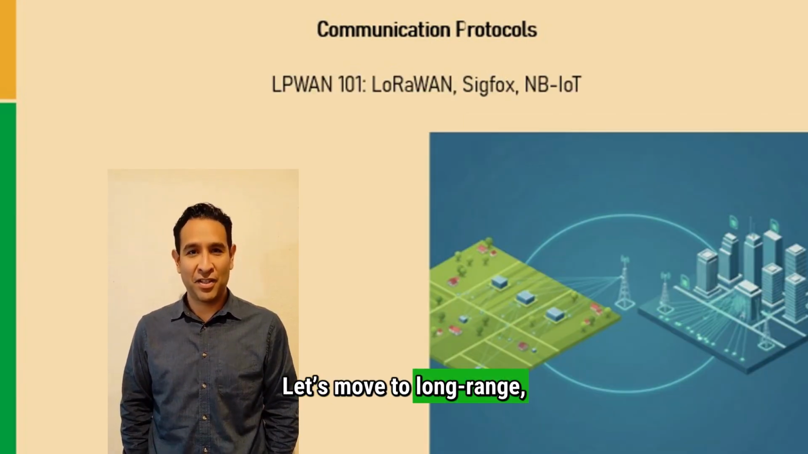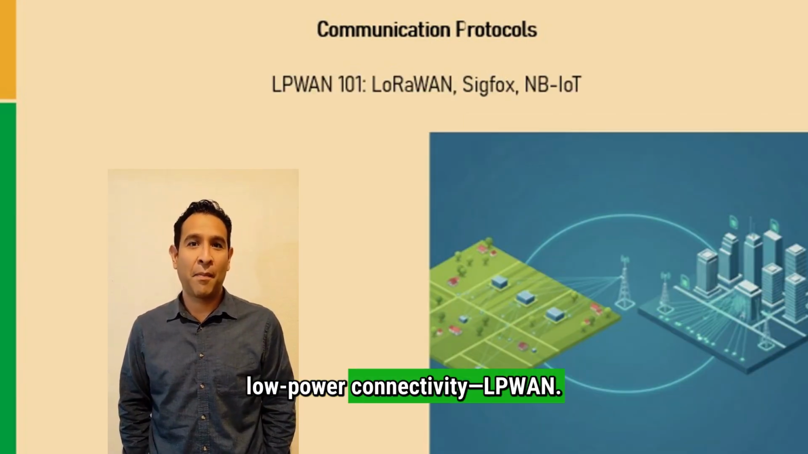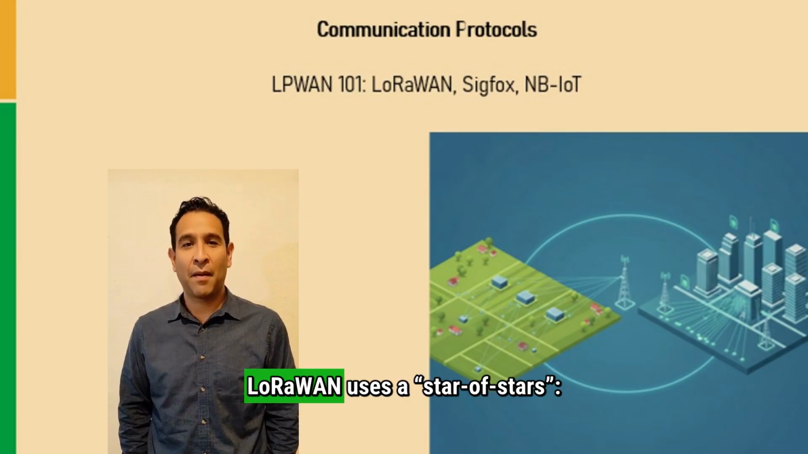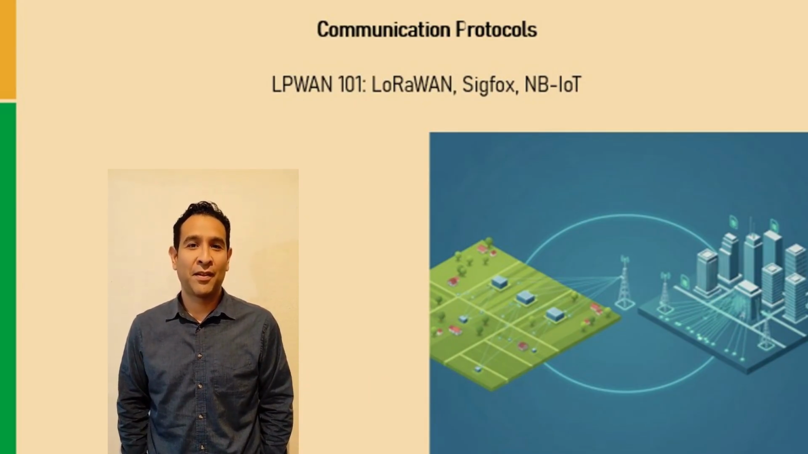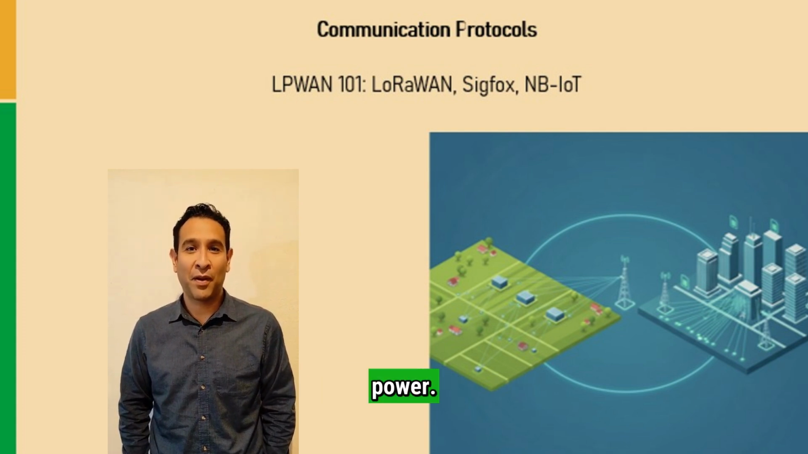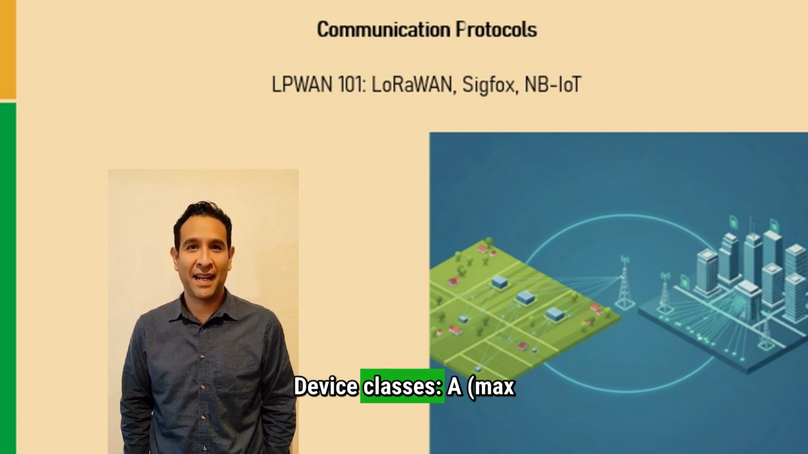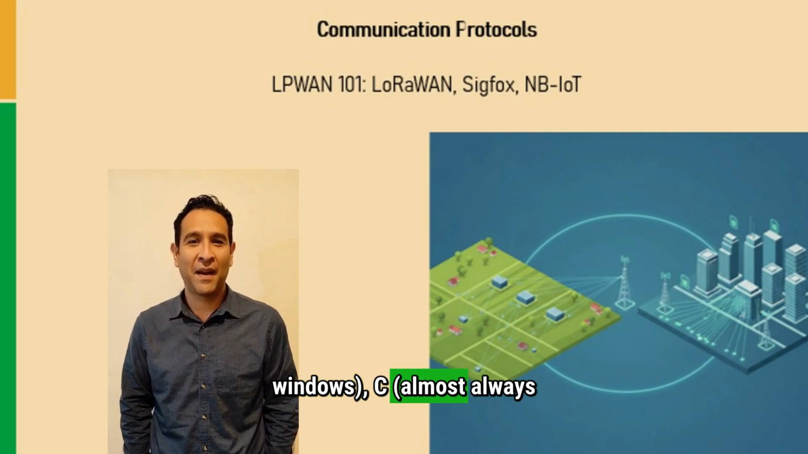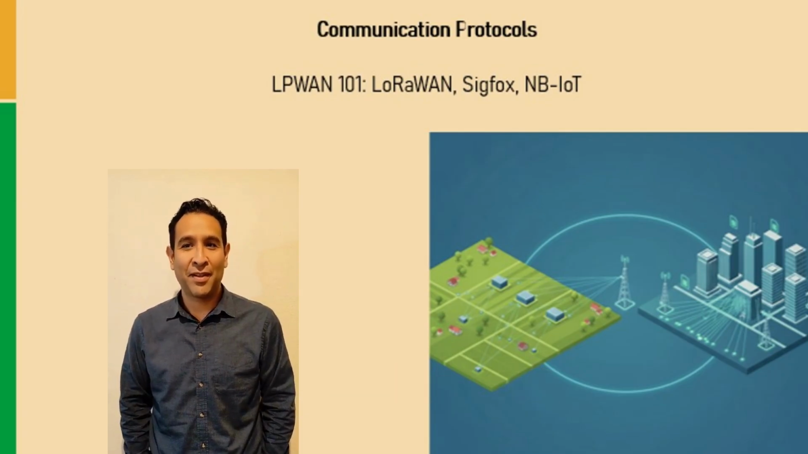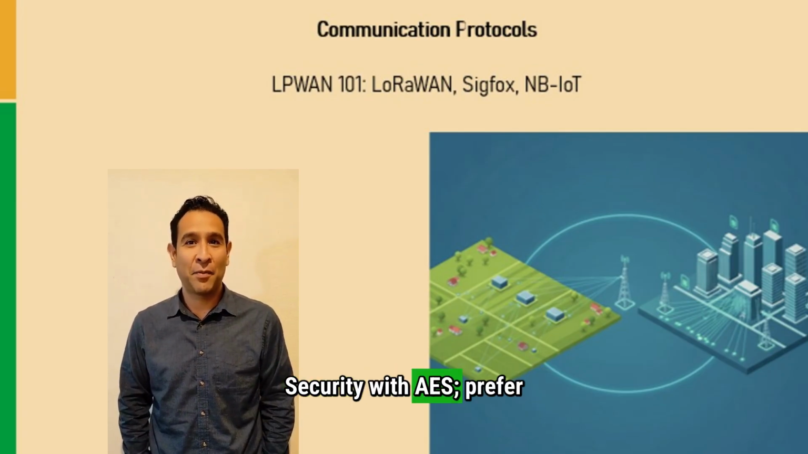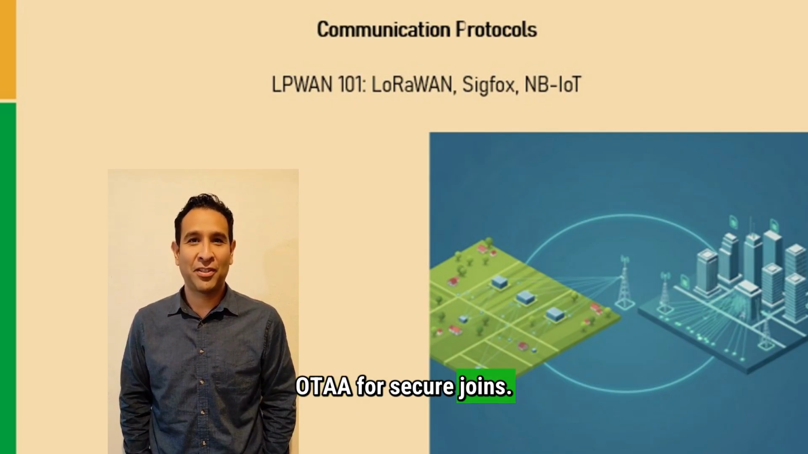Let's move to long-range, low-power connectivity, LPWAN. LoRaWAN uses a star of stars, devices, gateways, network server. Long reach with ultra-low power. Device classes: A, max saving; B, scheduled receive windows; C, almost always listening, low downlink latency, higher energy. Security with AES. Prefer OTAA for secure joins.